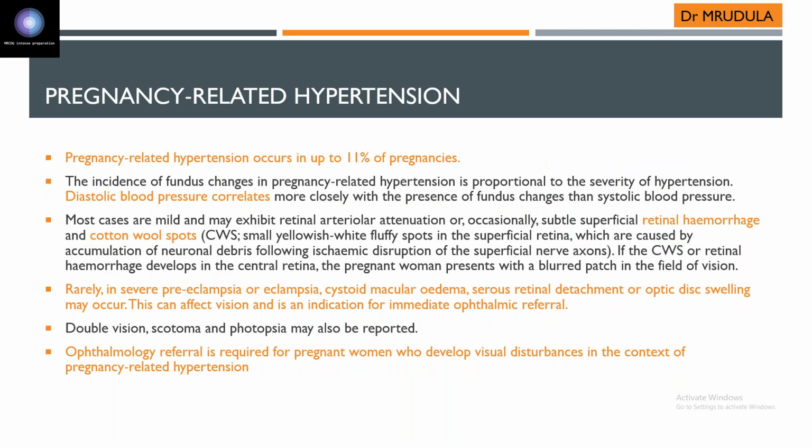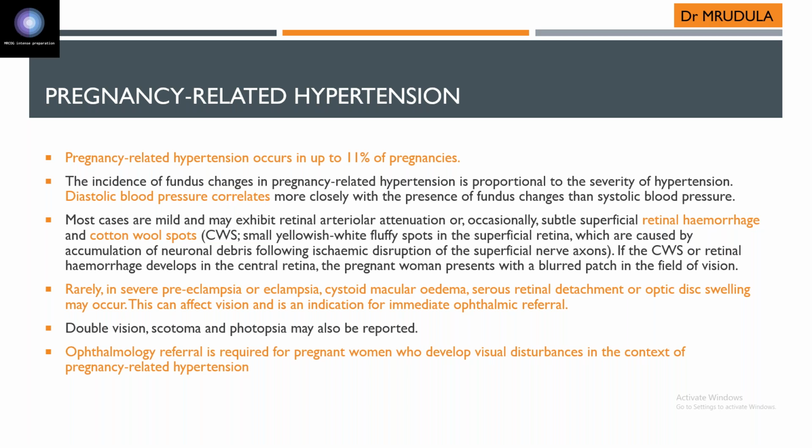Now coming to PIH, or pregnancy-related hypertension, it occurs in 11% of pregnancies. Ocular changes or fundus changes occur. These are directly proportional to the severity of hypertension. And here diastolic blood pressure correlates better with the ophthalmological changes than systolic blood pressure.